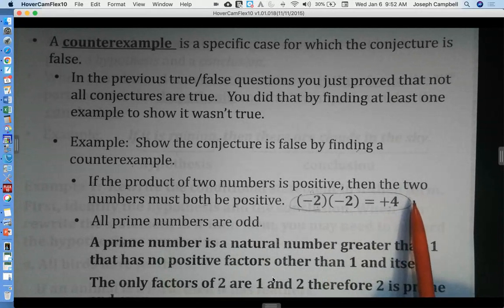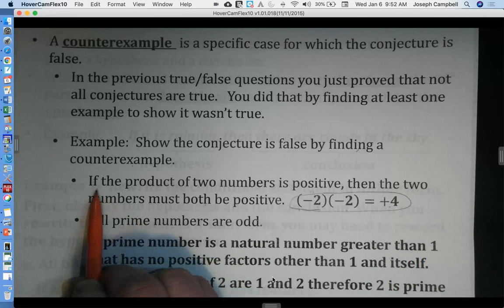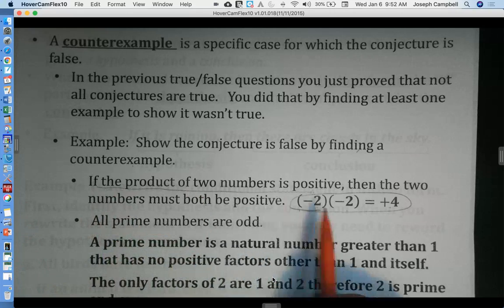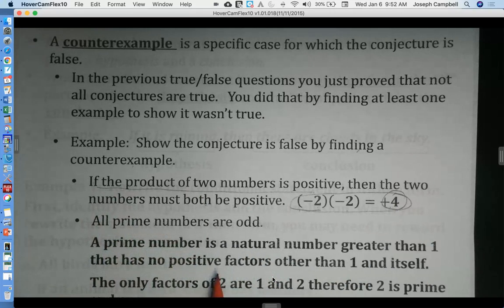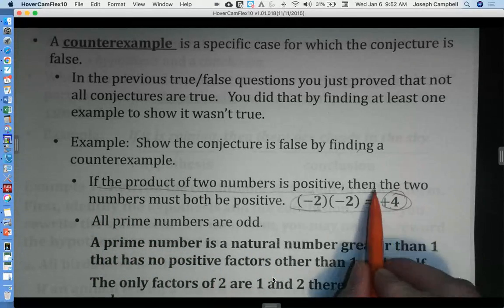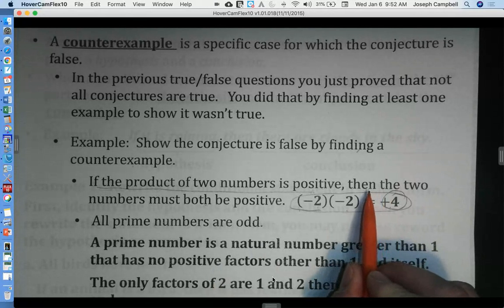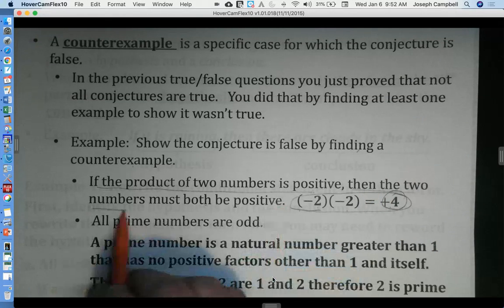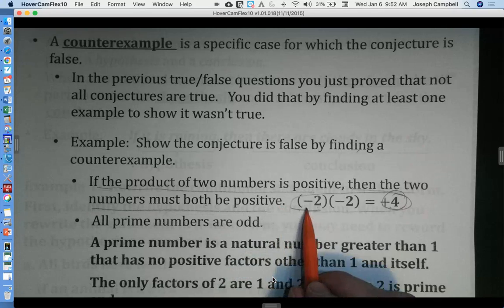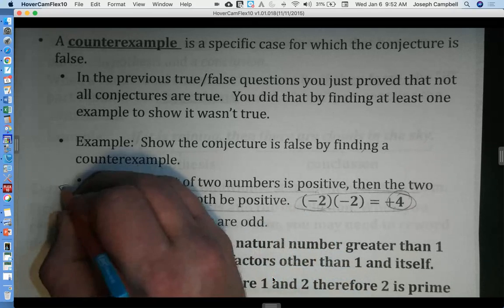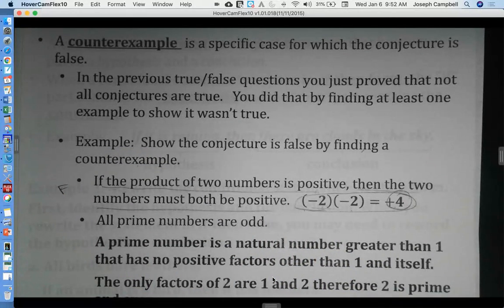So here I have the hypothesis right at the beginning, but I have something which is not included in the conclusion, right? These are not both positive, so this is a false statement. It may sometimes be true, but it has to always be true for it to be actually true.